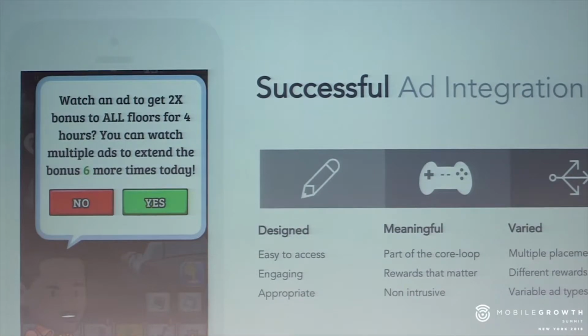They need to be meaningful. Especially for rewarded video, you want people to engage, and you want people to engage again. So whatever you're rewarding them with needs to be good. We generally have some rules around that. Our rewards are based on boosts and timers or timer reductions.